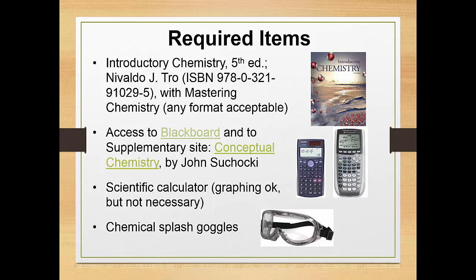You can get the hardcover text, you can get the loose leaf 3-hole punch text, or feel free to get the ebook if you are comfortable with electronic format. I believe the ebook is probably the most economical, but I know some people like to have that copy in hand. So any format you want is fine. Just be sure that you do get it with the Mastering Chemistry code, otherwise you will have to purchase that additionally.